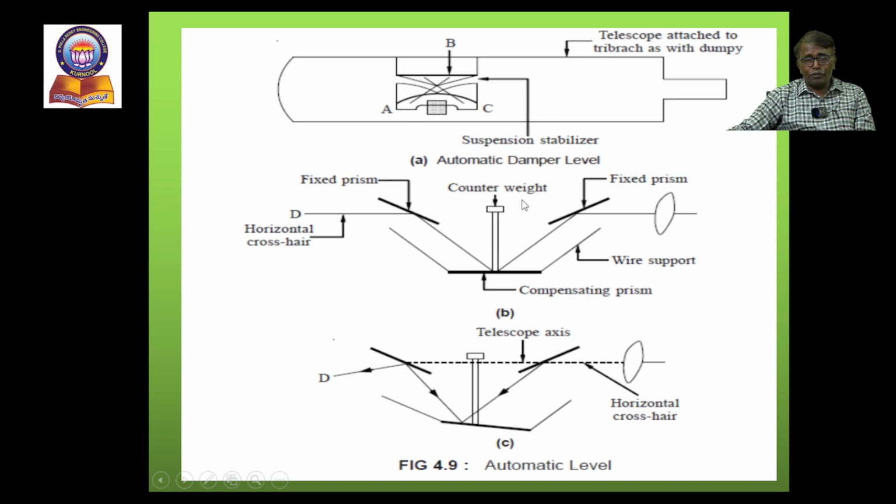A counterweight is provided so that the bubble is approximately leveled; only a circular bubble is there, and a compensating prism is there. Even if the telescope is kept horizontal, the line of sight will fall like this line, horizontal crosshair. Two fixed prisms are there. The counterweight compensating prism is provided over the counterweight, so that when there is some inclination, the line of sight will become horizontal by adjusting the compensating prism.